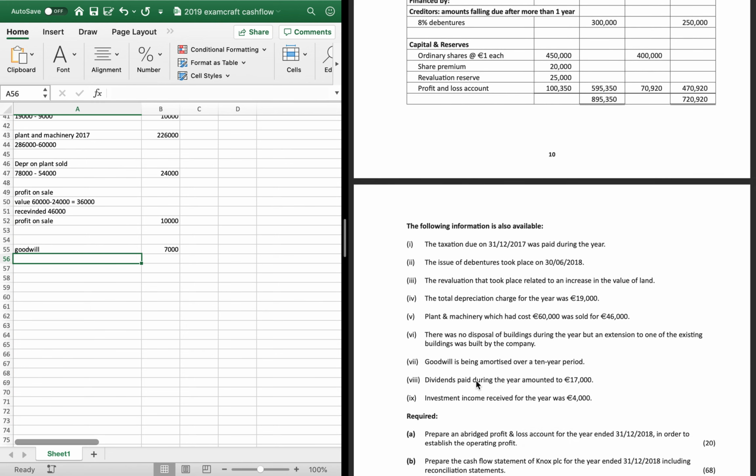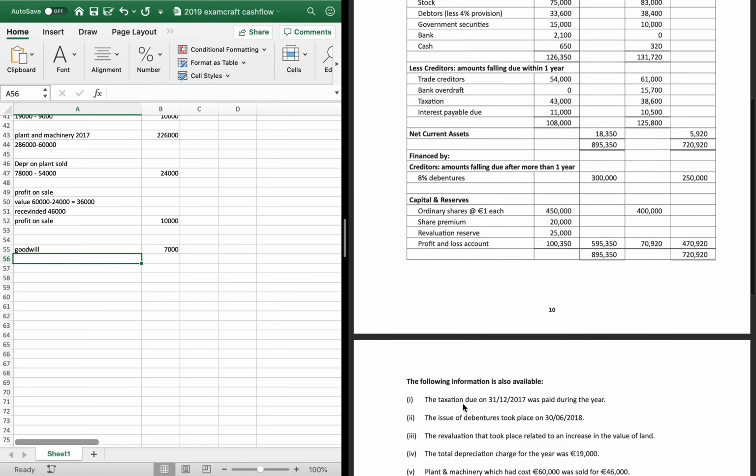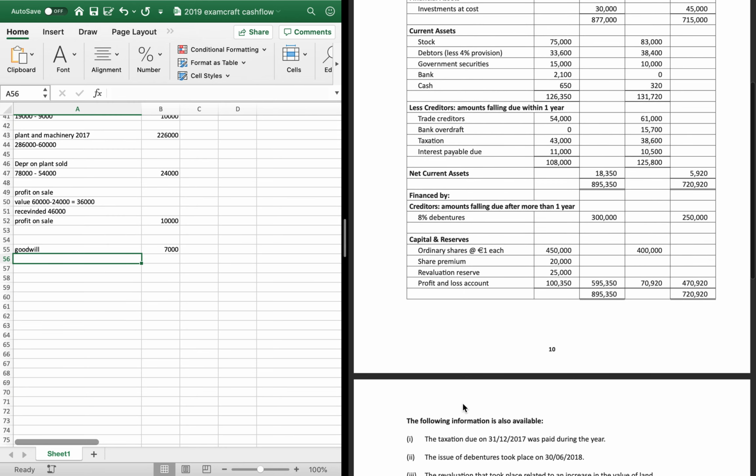Dividends paid during the year were 17,000. Again, just make a note of that maybe. Investment income received for the year was 4,000. Again, you can just make a note that that's what you've received, and you don't have to do anything with that. So we can start putting our numbers in now.